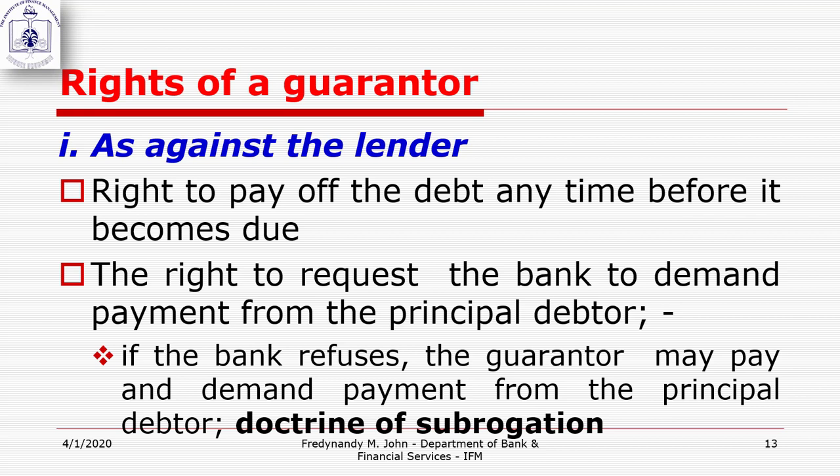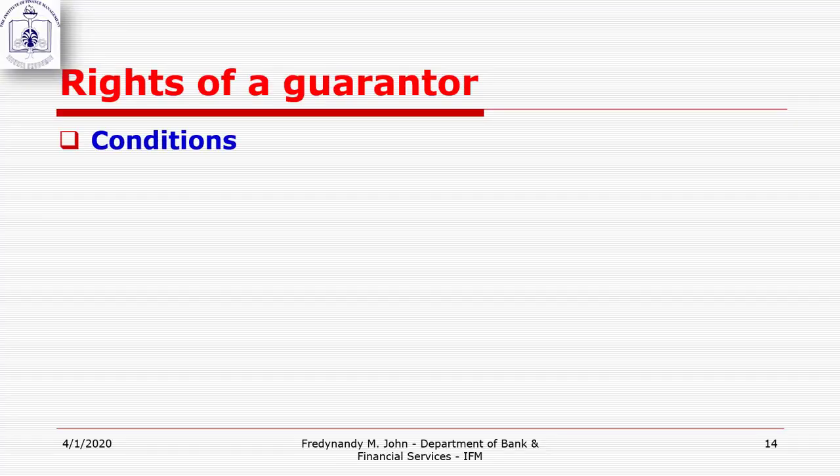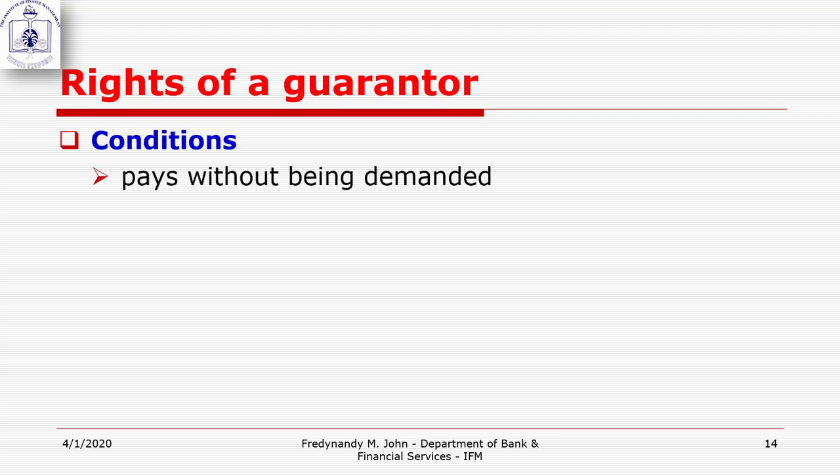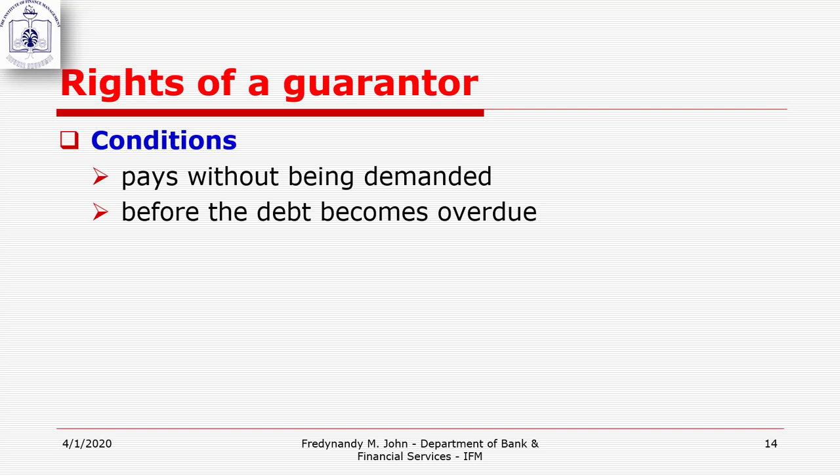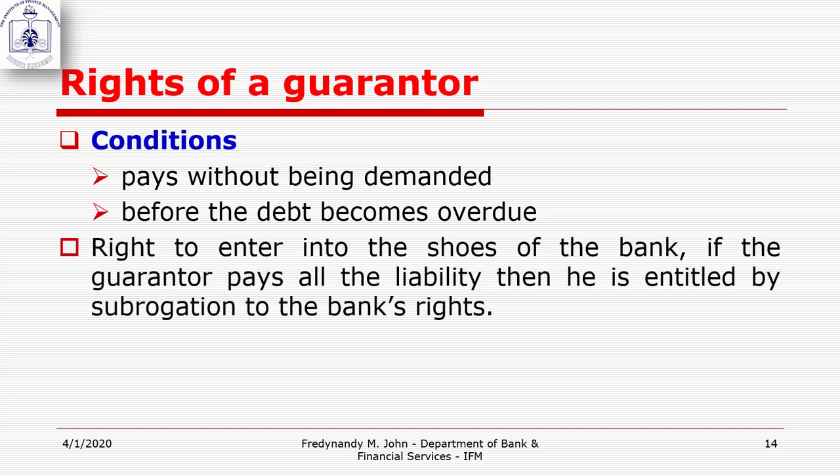Therefore, just to insist here, if a guarantor has come over to the bank requesting the banker to demand payment from the principal borrower, and for some reason the banker has deemed fit that the guarantor should repay the debt, then the guarantor can do so and move over to claim the repayment from the principal debtor. However, there is a condition attached to this clause, and that is a guarantor is supposed to pay without being demanded or before the debt becomes overdue.